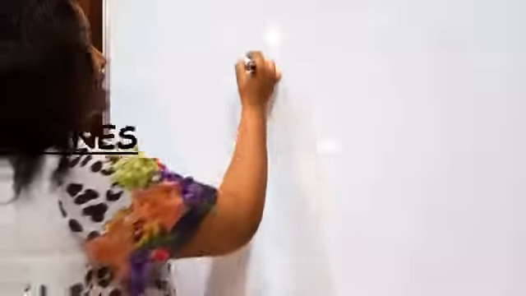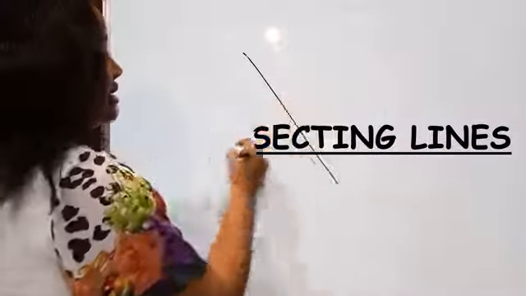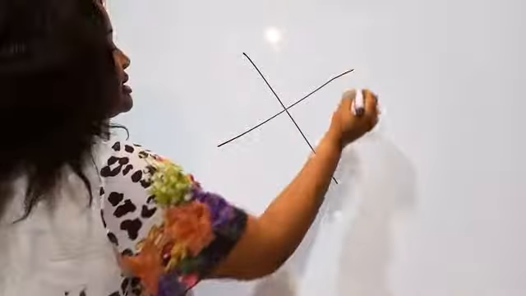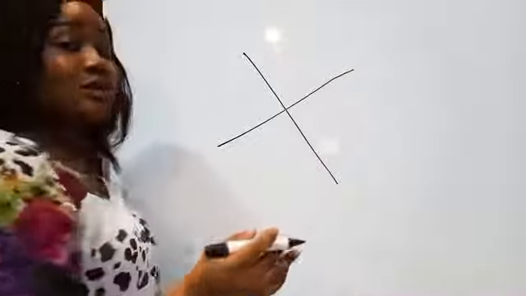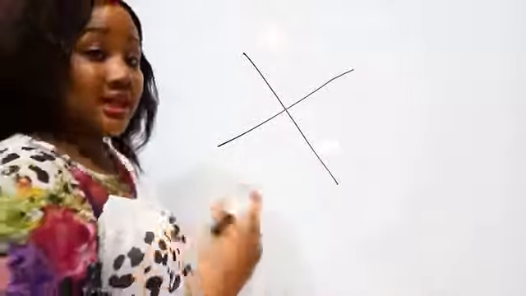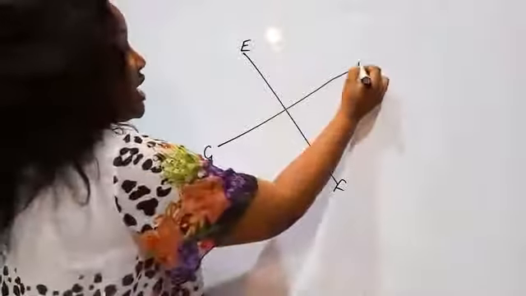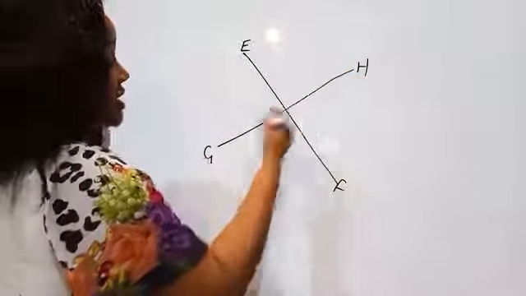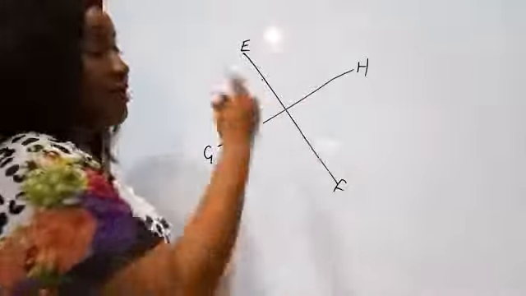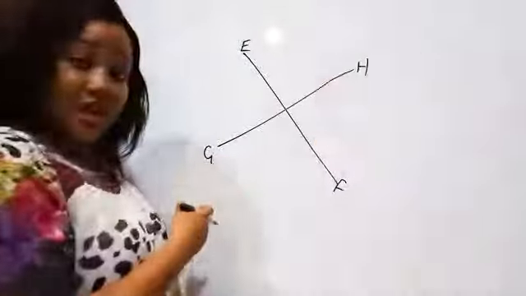Now let's look at intersecting lines. Intersecting lines are two lines that cut across each other. So this line, let's say EF intersects GH and vice versa. You can say GH intersects EF or EF intersects GH.